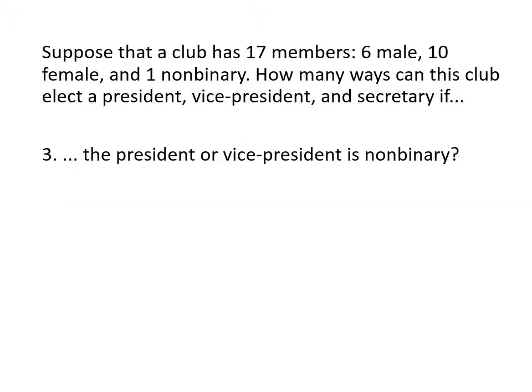Now for our last example, we're looking to figure out how many ways we can elect a president, vice president, and secretary if the president or the vice president is non-binary. In this case, we have 2 cases, 2 separate ways that this could happen. The president could be non-binary, or the vice president could be non-binary. Now, whenever we have these cases, we want to worry about whether or not those cases overlap. Because if we add up the number of ways that the president could be non-binary, together with the ways that the vice president could be non-binary, well, could both of those things happen? If they could both happen, then those two cases overlap.